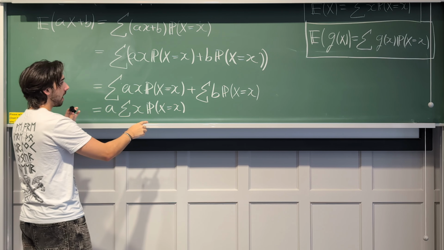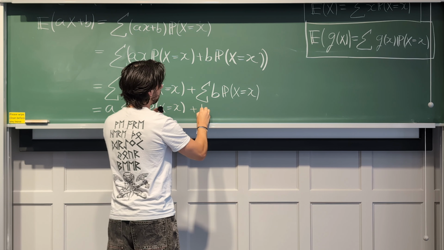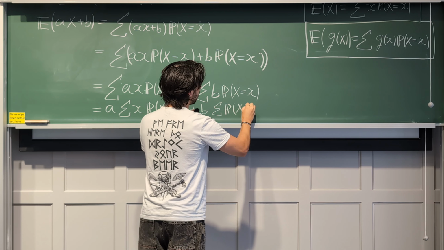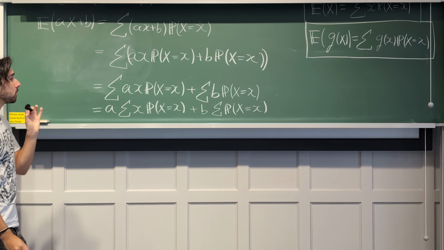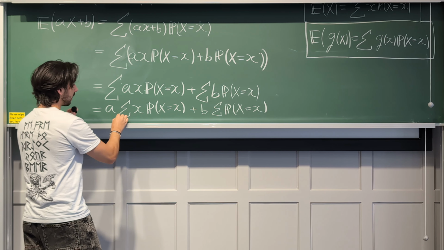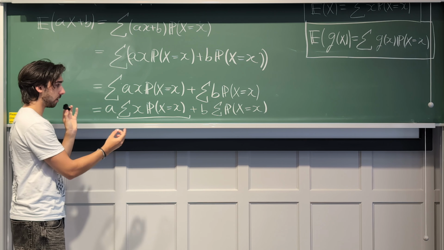That's the first one. And then this one, let's take the b outside. So plus b times the sum of the probabilities of x equaling x, like that. Now, you might be able to see two things. First of all, what we have here is just the expected value of x on its own.